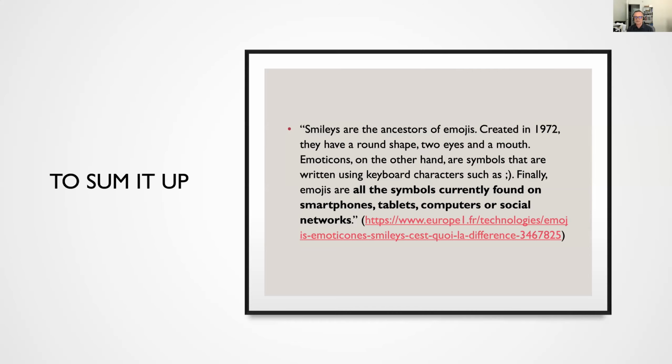Emoticons, on the other hand, are symbols that are written using keyboard characters such as a semicolon and a closing parenthesis. And then finally, emojis are all the symbols currently found on smartphones, tablets, computers, or social networks. Okay, so that's the definition that we'll be going with here. All the symbols currently found on smartphones, tablets, computers, or social networks.